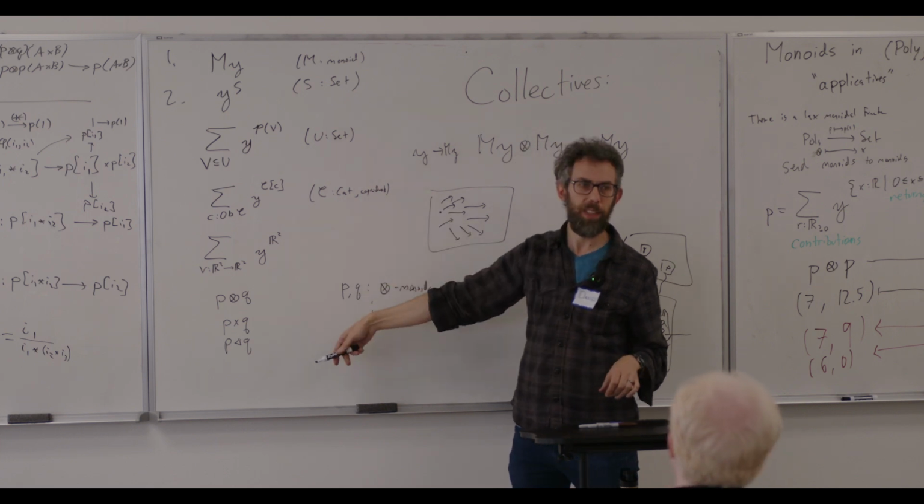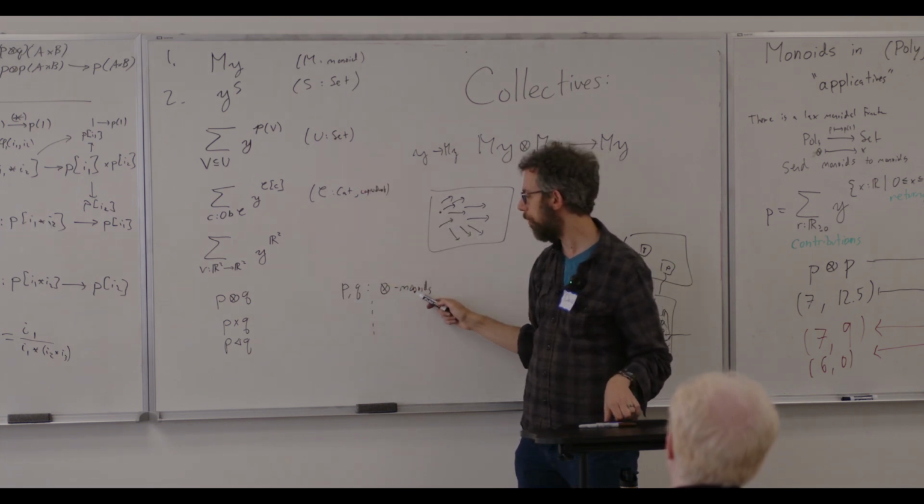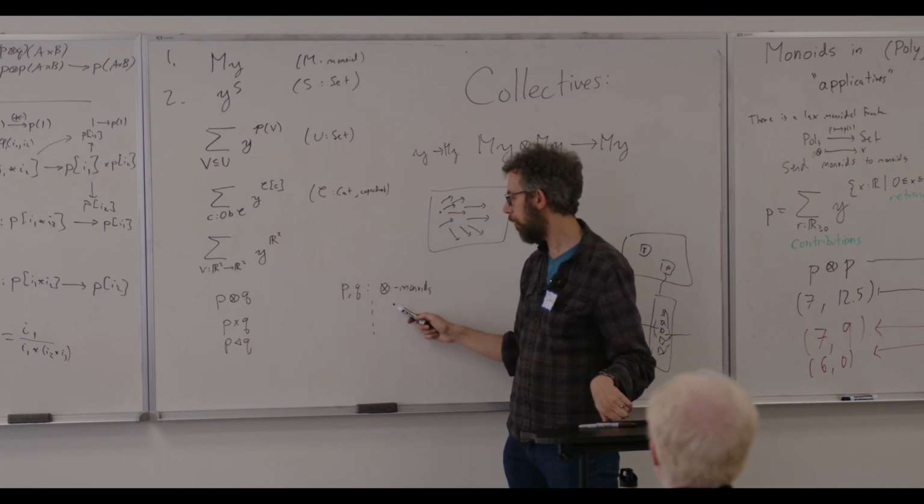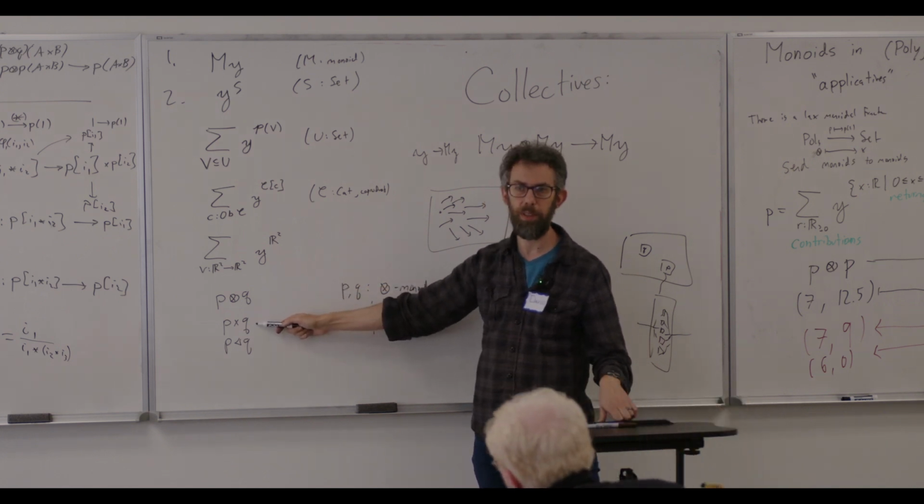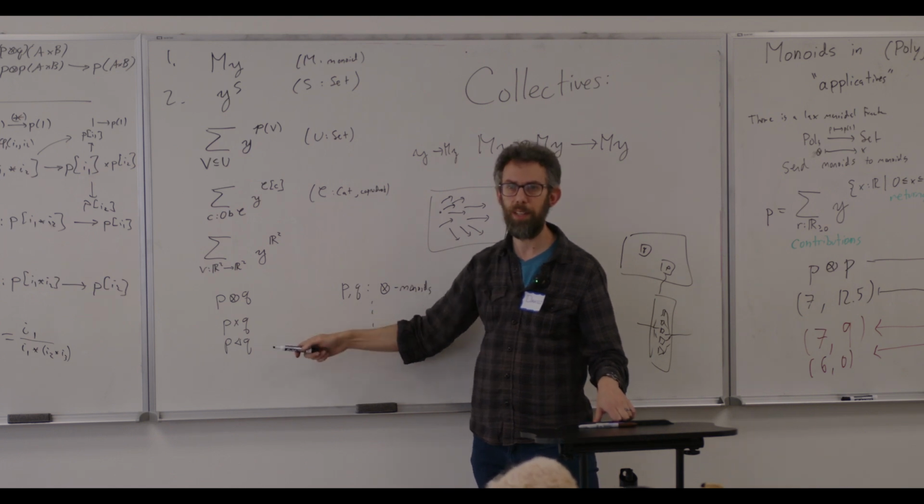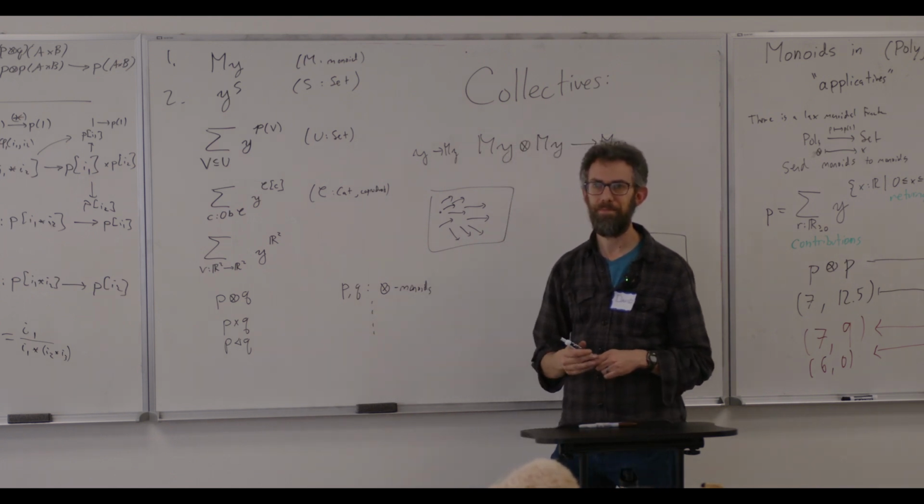You can pick whichever of these exercises you want to do. In this one, P and Q are tensor monoids already. Show that P tensor Q is. Or P and Q are tensor monoids already. Show that P times Q is. Or that P compose Q is, even though we haven't gotten there yet. That's not a stupid one.